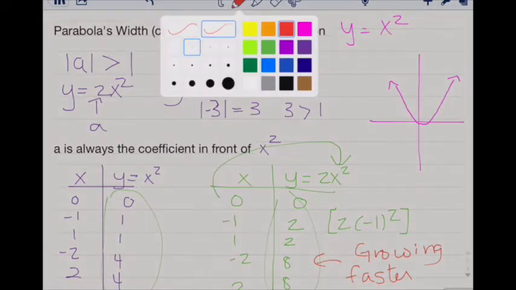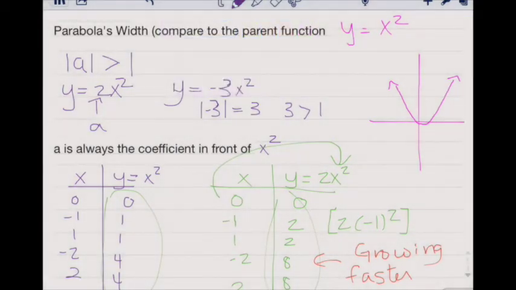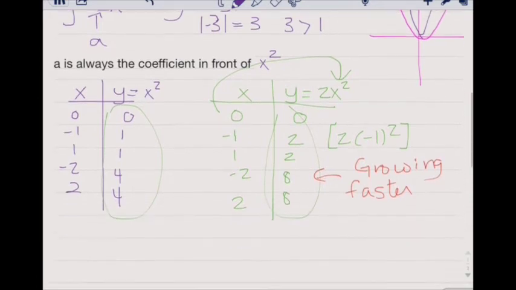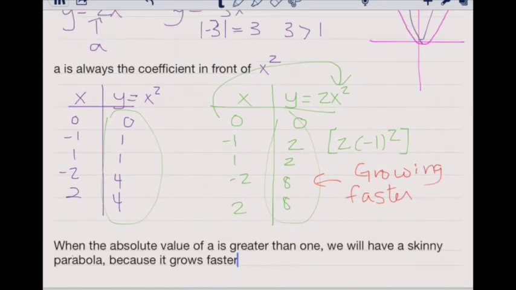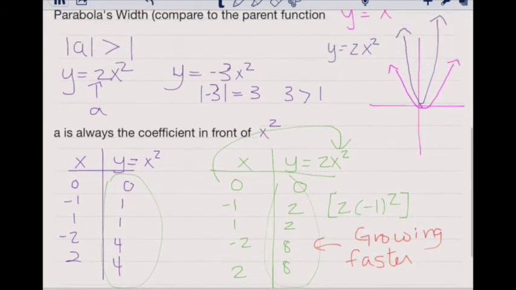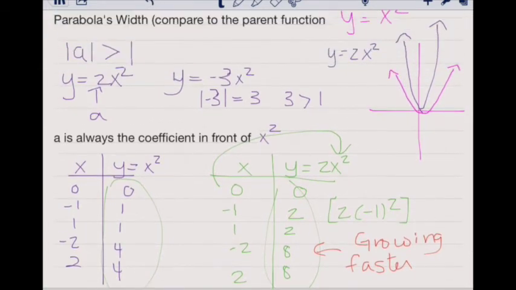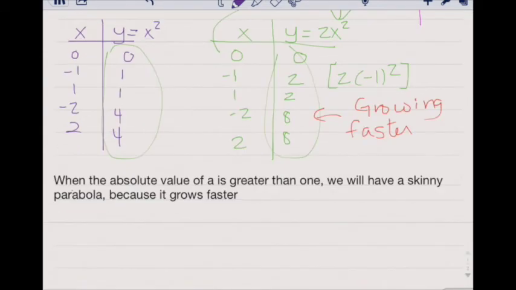So now, if I were to use this and compare it to here, what would actually happen is this graph of y equals 2x squared grows much faster and is much skinnier. So when we have an absolute value of a that's greater than 1, we'll have a skinny parabola because it goes faster. And you can look at the picture and at the numbers to help you see that. So let's consider our next situation.